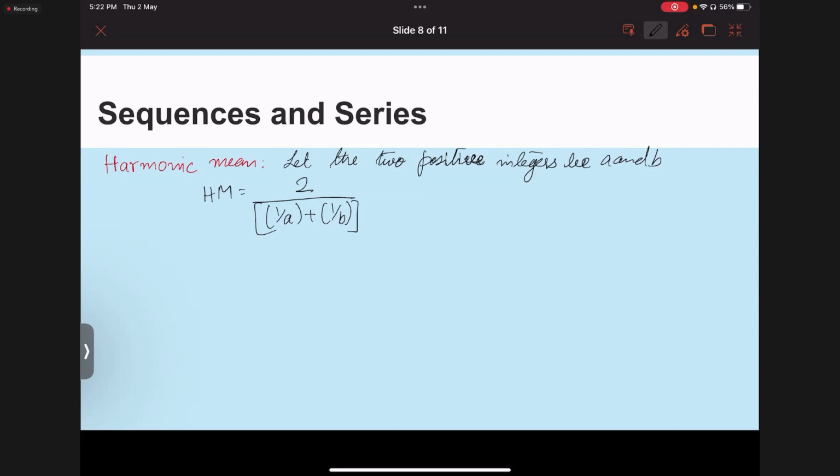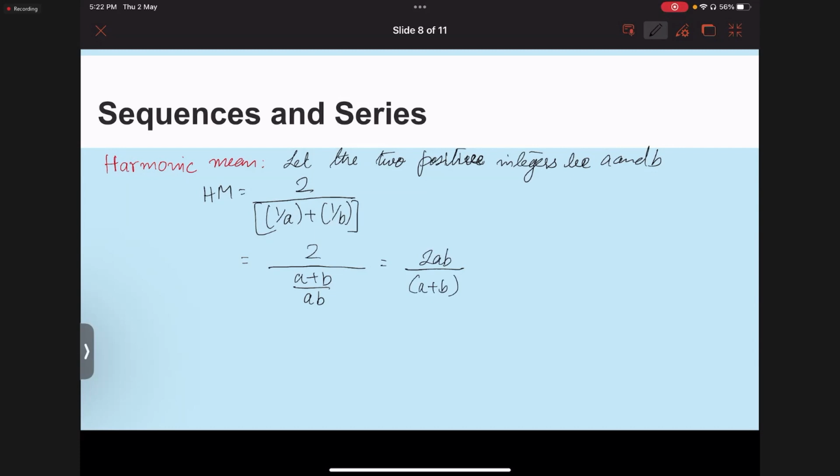Only then would it be a harmonic sequence. So if you simplify this, you can get this as (A plus B) by AB. So this is 2AB by A plus B.